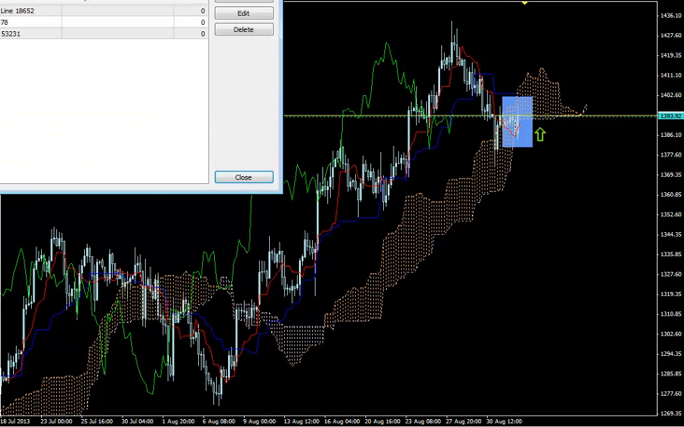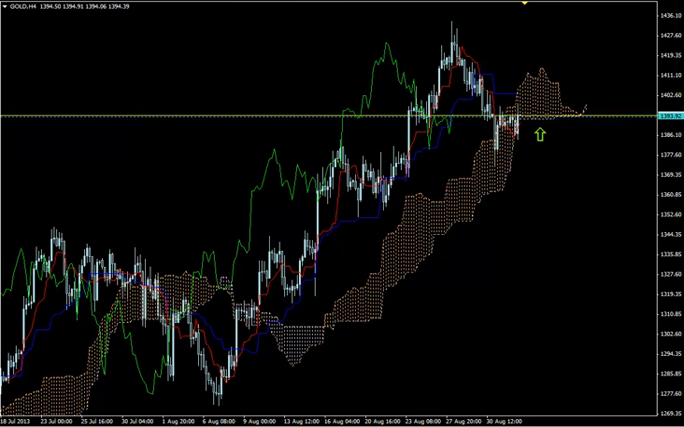I'm going to remove this now, and we see that the leading Kumo has a slope upwards, and an upward move is expected rather than a downward one. The biases remain bullish. We see that the Kumo is sloping upwards, and that's definitely bullish.